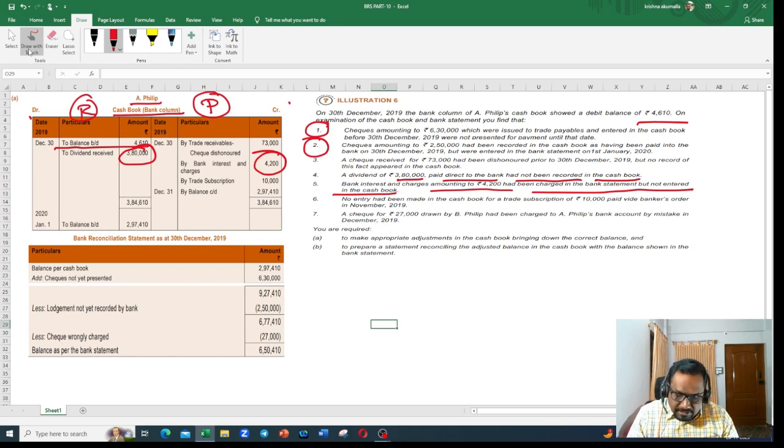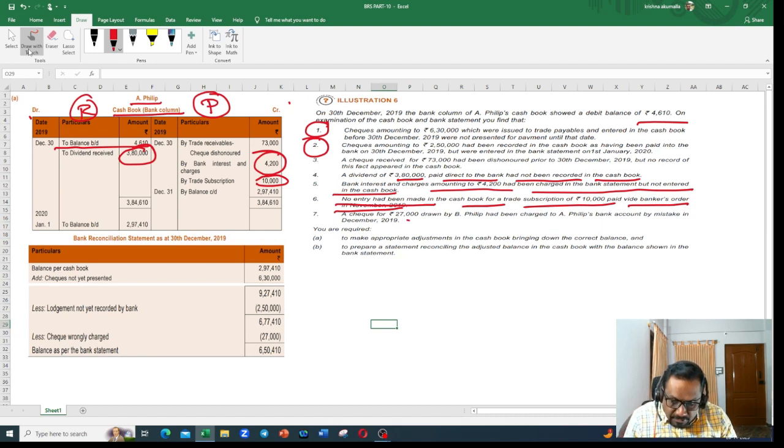Are you clear? Next, no entry had been made in the cash book for a trade subscription of 10,000 paid via banker's order in November. So 10,000 we paid. We gave standard instructions to the banker. The banker paid on our behalf, but that entry was not recorded by us. So we need to record it. That is a payment, a trade subscription. Subscriptions we are supposed to pay, but we requested the banker to pay. So the banker would have paid the 10,000 rupees on our behalf. So we need to record that on the payment side. 10,000 was recorded on the payment side.